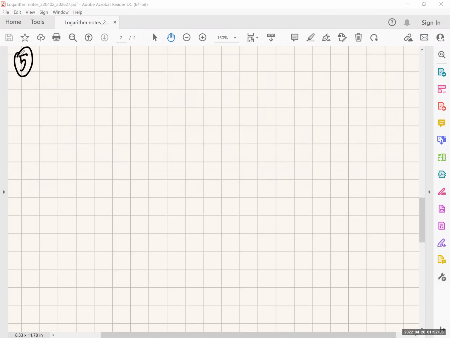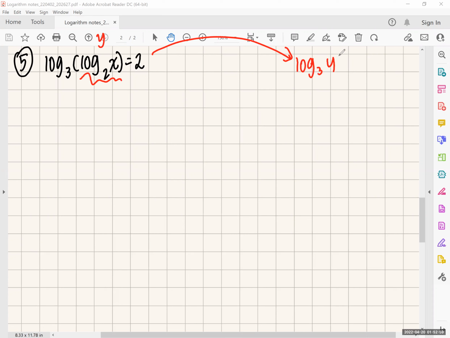All right, next question is question number 5, another toughy one. So we have log 3 bracket log 2x is equal to 2. And this is the part where students are always very confused. So let me simplify things better. I will treat this as, for example, y. So you have log 3 y is equal to 2. This will become a lot simpler because why?